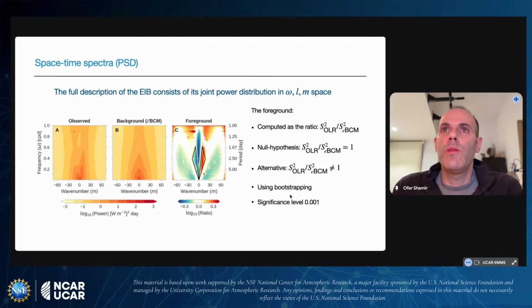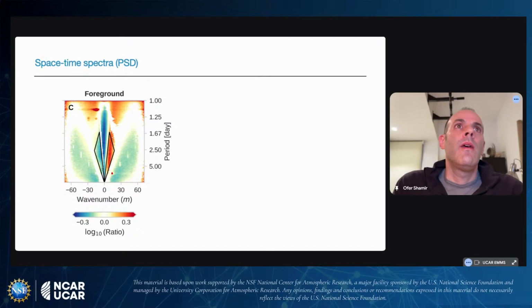And we use bootstrapping as hypothesis testing with a significance level of 0.001, which is what is shown here, where the white regions are the insignificant regions. And you can see that there are some interesting features here. So let's take a closer look. First, this point, these points, and this region are all satellite artifacts. And the more interesting features are these triangles, the central lobe and the side lobes.